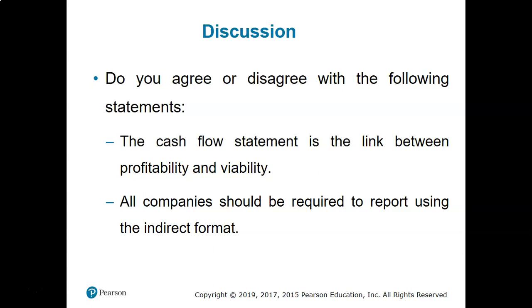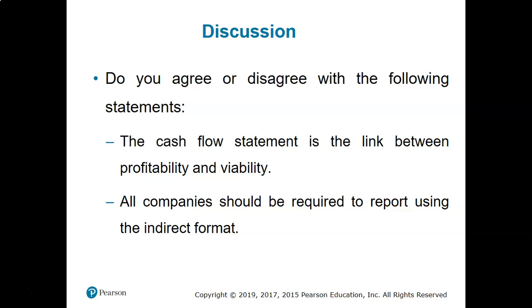So the answer is yes. You should agree with this statement because the cash flow statement recognizes what the profitability of the organization is, what the quality of the earnings or profitability is, and if it has lots of cash in hand, then profitability will decrease. If it has less cash in hand, then the viability would be impacted. So the viability and profitability have some sorts of linkages with the cash flow statement.